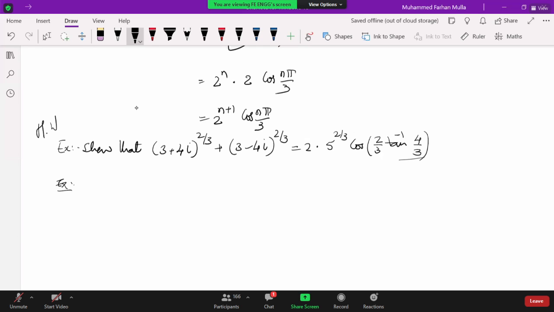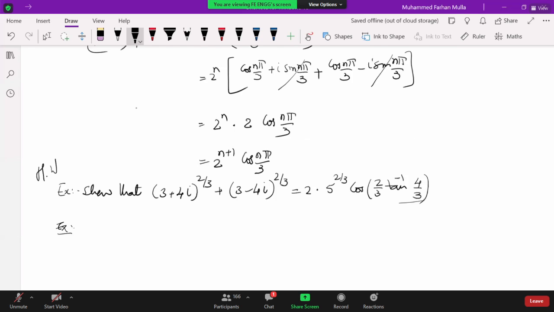Sir, can you explain the starting part of this sum? The previous sum.